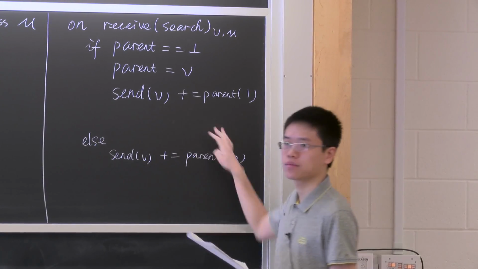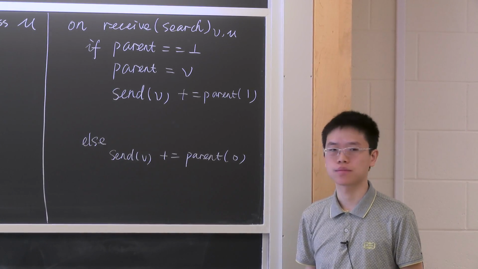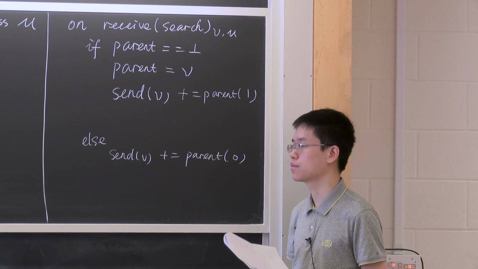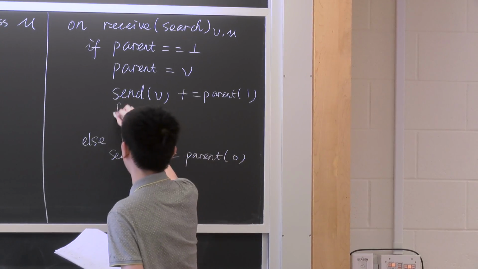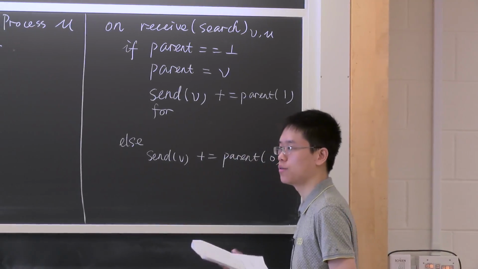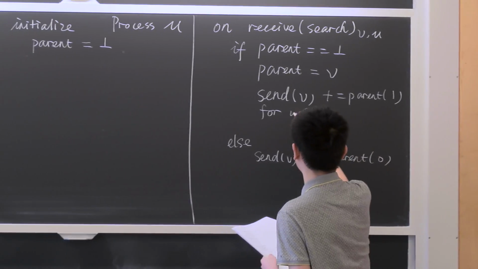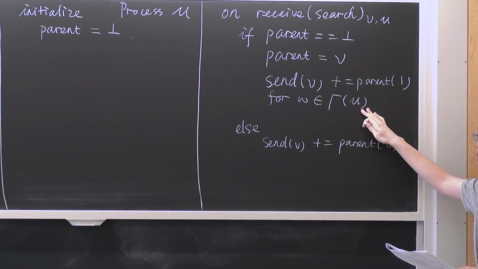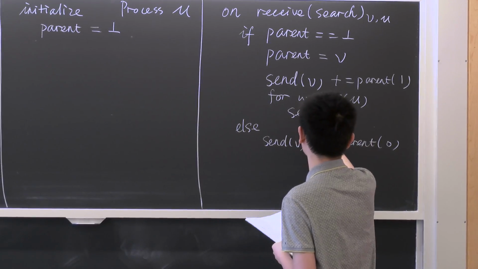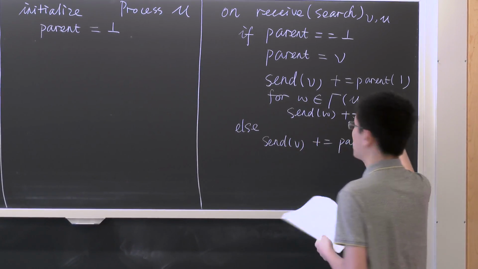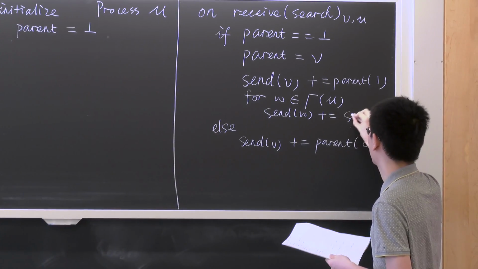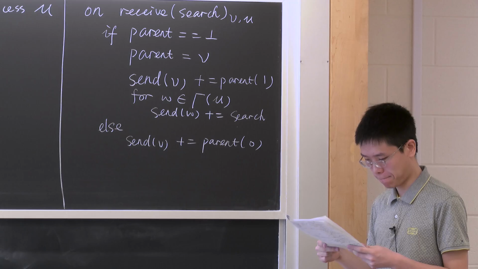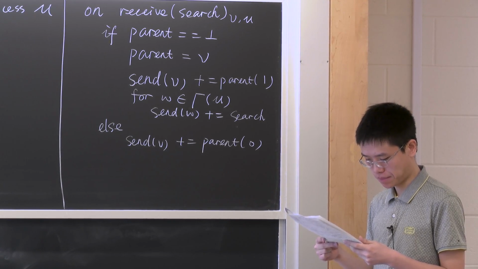Okay. I'm missing a step here. If we receive a search message, go ahead. You send messages to all the other nodes? Yeah, we need to pass it to all my potential children. So I'll use this gamma U, meaning the neighbors of U. Right? And then I'll send them a message. What message? Search.